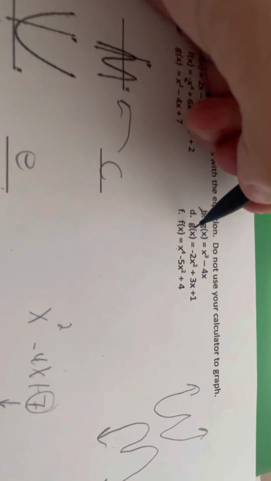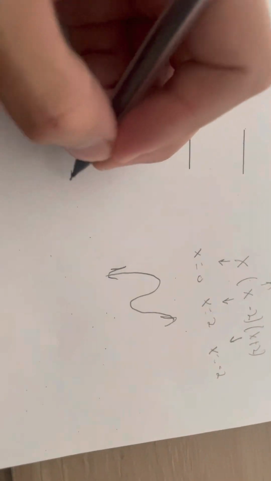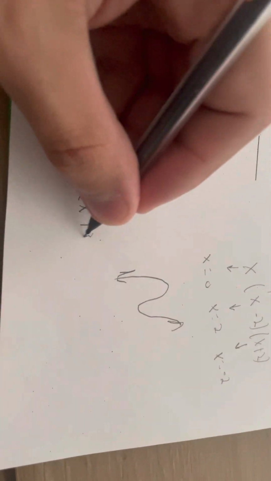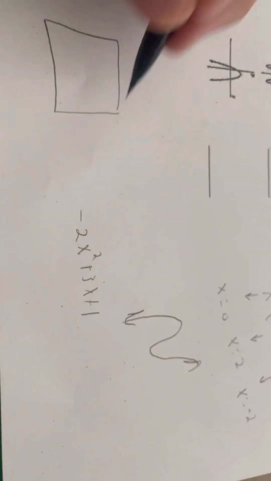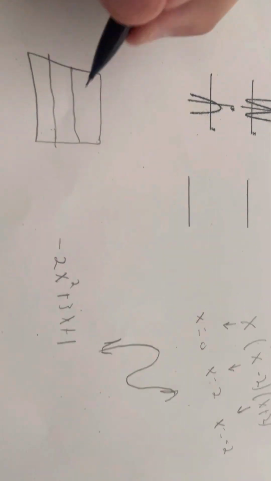So D says g of x, which is equal to negative 2x squared plus 3x plus 1. Now here's what I'm going to do. I'm going to put negative 2x squared plus 3x plus 1. Now what I'm going to do is actually try to factor this out. I'm not sure if that's going to be possible, but it's all trial and error here. It's kind of like when we were doing synthetic division, trying to see what was going on.